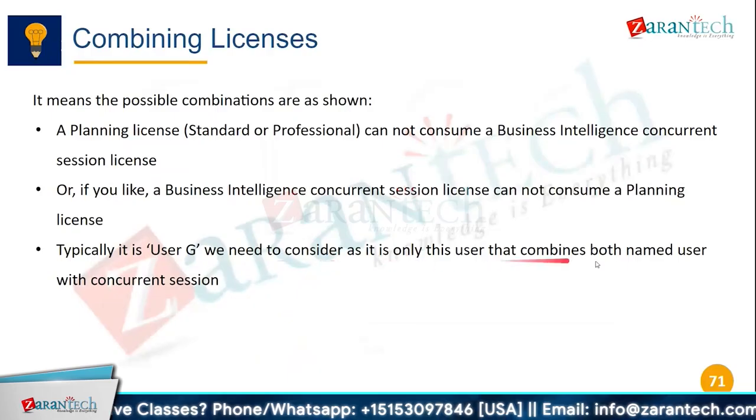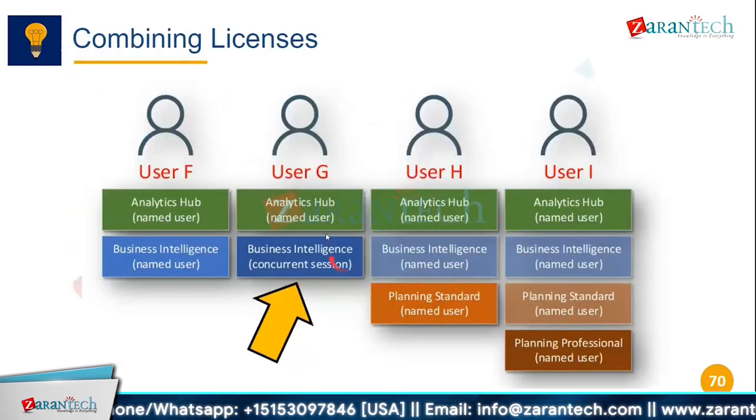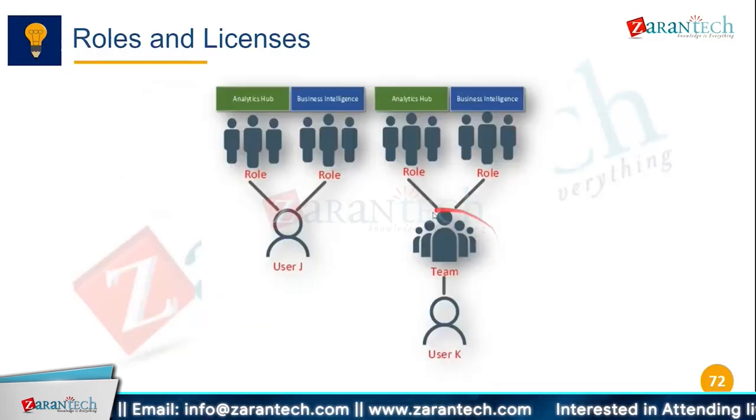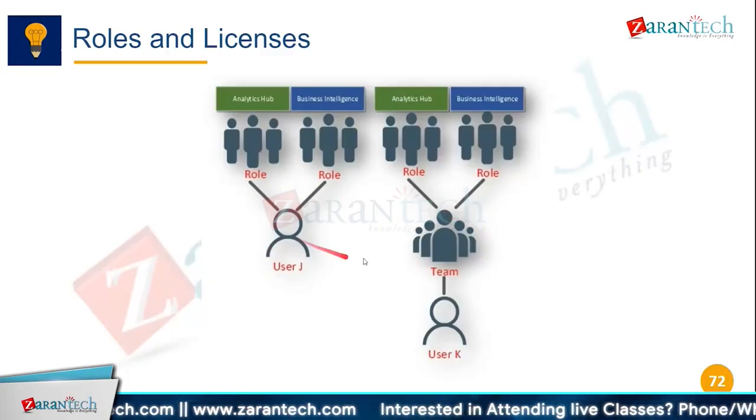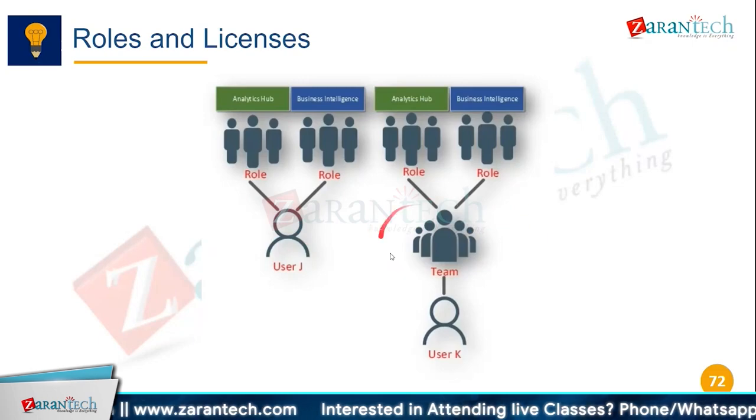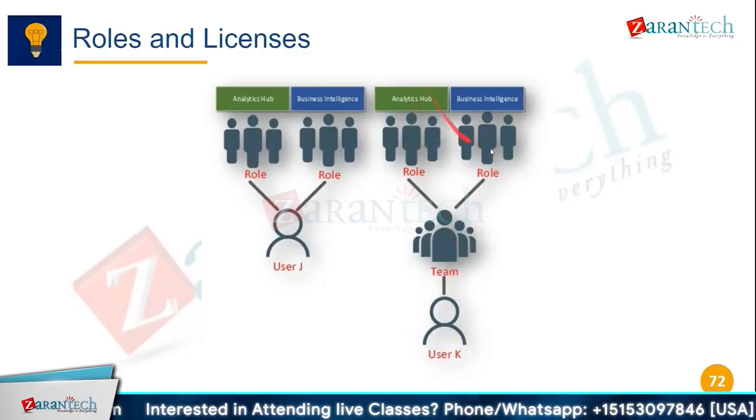So user G also has both named and concurrent license. So if you see here, he has named and concurrent session. I will tell what is named and concurrent session later. So this is also another combination where the users can consume the licenses. Same thing if you want to use Teams, this is the schematic way. By default you can directly assign the roles to the users, or you can assign the roles to the teams, and the teams will have members. So whoever is part of the teams will be able to consume those roles, and in turn those licenses.